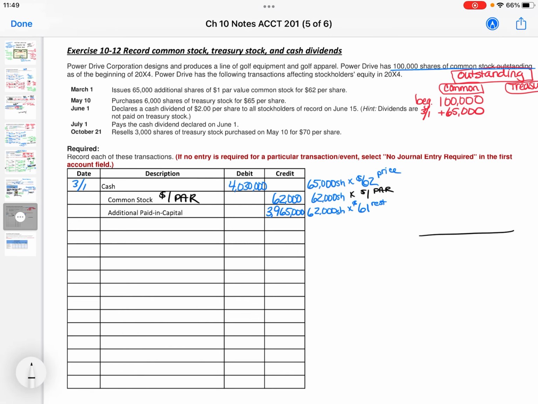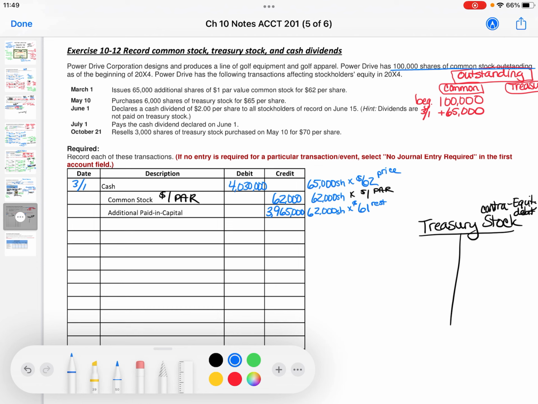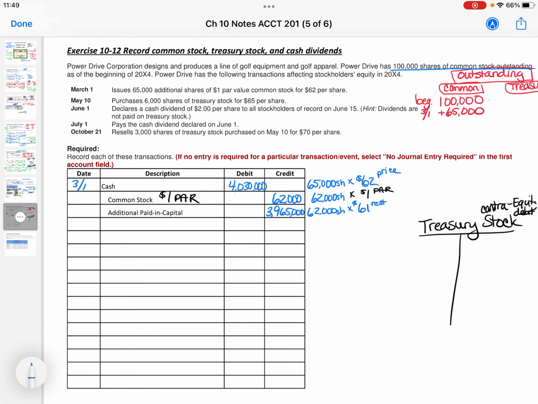Okay, let's buy some treasury stock. So we're buying back our own shares of stock, right? So again, this is contra equity. It means it's going to be on the debit side. So I'm going to see everything on the debit side, and what goes in must come out. So I am purchasing 6,000 shares. I'm going to buy 6,000 of my own shares of stock. It's May 10th. I am buying them at $65 a share.